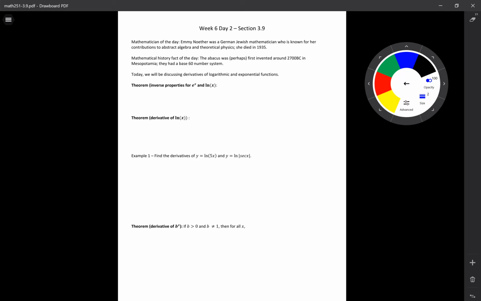So today we'll be talking about the derivatives of logarithmic and exponential functions. So far, we know that the derivative of e to the x is simply e to the x. We also know that the derivative of e to the kx is equal to k times e to the kx. We already know these two properties, and today we are going to learn some more.